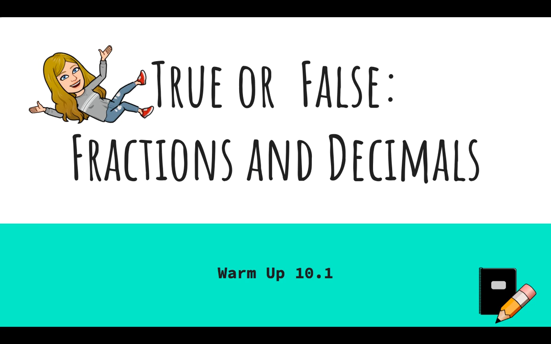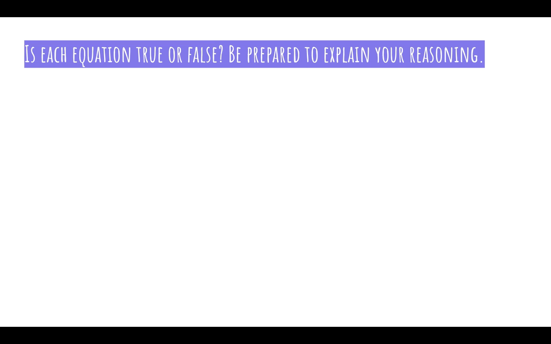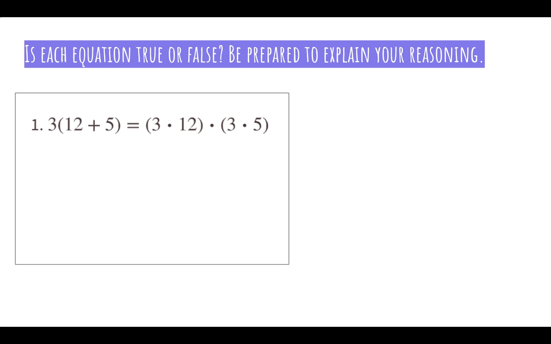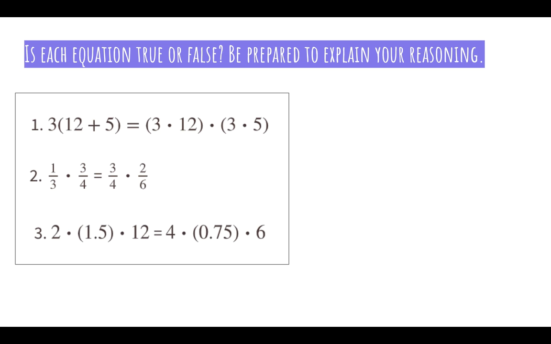Let's start with a warm-up that brings in some prior knowledge. We have true or false, fractions, and decimals. You're going to be seeing three different equations, and you need to decide, are they true or false, and explain your reasoning. Number one, 3 times 12 plus 5 is equal to 3 times 12 times 3 times 5. Number two, 1/3 times 3/4 is equivalent to 3/4 times 2/6. And number three, 2 times 1.5 times 12 is equal to 4 times 0.75 times 6.